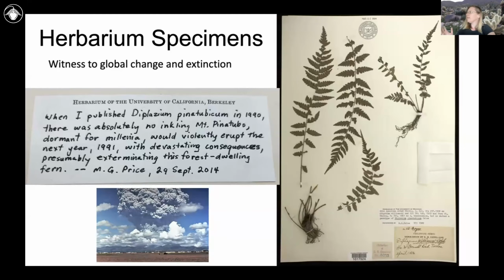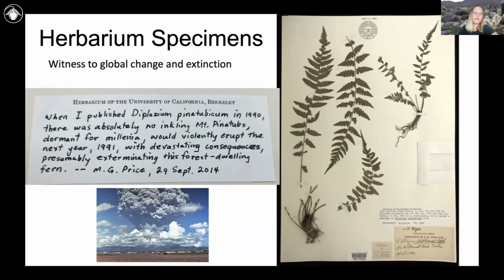The best place to find a new species, a species that's new to science, is in a museum collection. So there are a lot of specimens. This was collected in the early 1900s, and it was only described in 1990 and then went extinct in 1991. So it's just kind of amazing to look at this specimen.